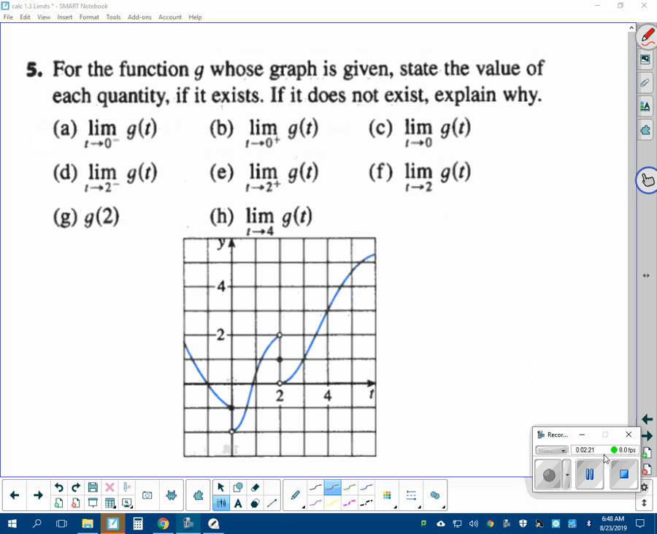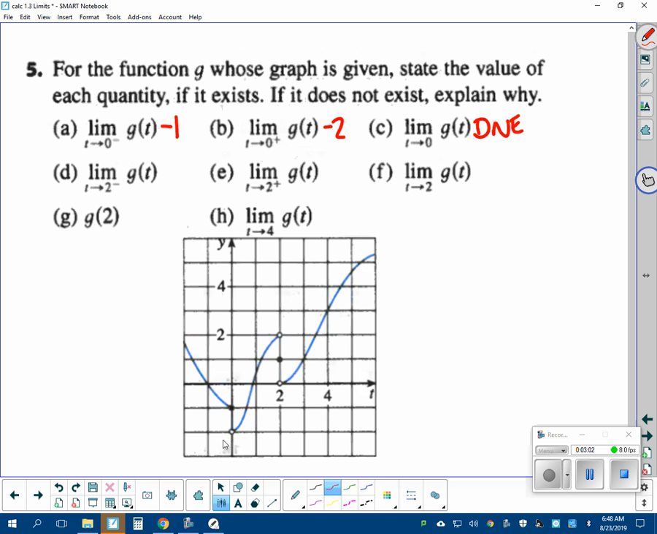Okay, number 5 is a similar problem with a new graph. The limit as t approaches 0 from the left side of the function would be -1. The limit as t approaches 0 from the right side is -2. So that tells us that the limit as t approaches 0, so the full limit, must not exist. And the reason we know that is because from each side you are not approaching the same value.